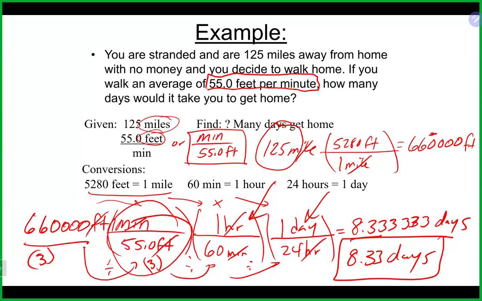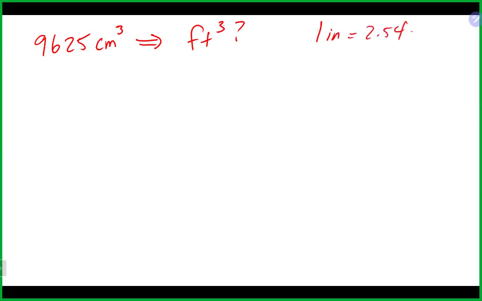All right, let's look at one other type of conversion here before we move on. Let's say we had 96.25 cubic centimeters, and I want to know how many cubic feet is that? So you can use the same kind of conversions. 1 inch, as you should know, is 2.54 centimeters, and hopefully 12 inches is 1 foot. All right, so see what you come up with.